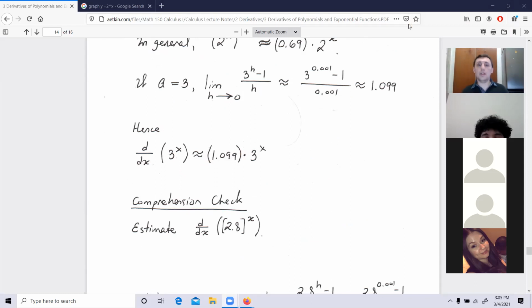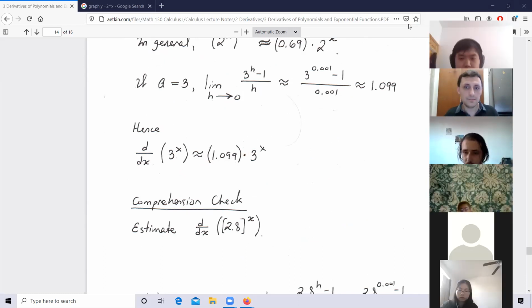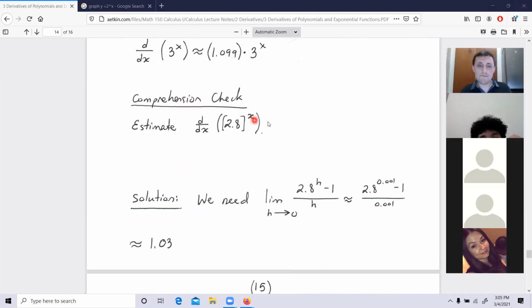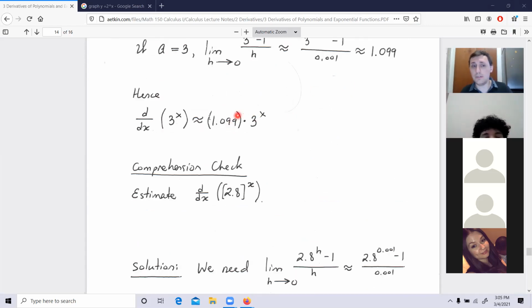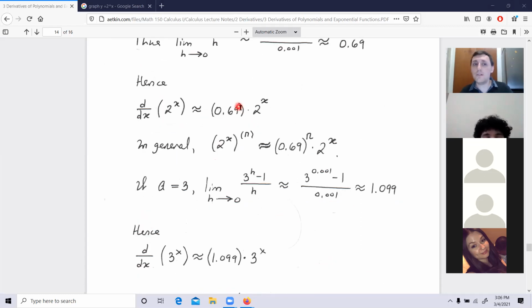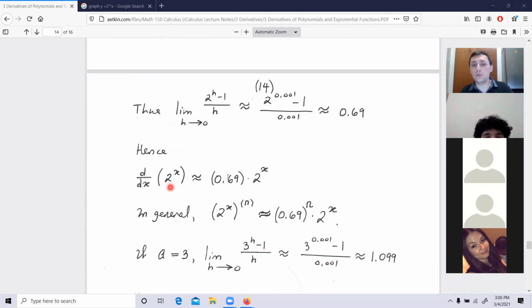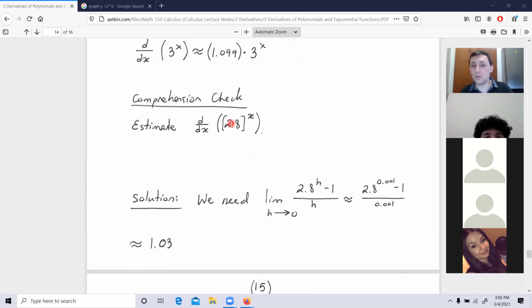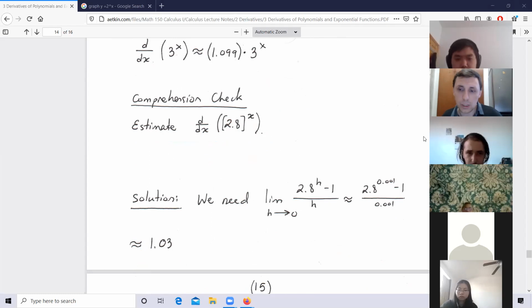Okay, Gabi, take care. Two to the power of 8. You understand, guys, what I'm saying? Derivative at 3 to the x. The constant multiplying 3 to the x was bigger than 1. For 2 to the x, it was smaller than 1. Let's try 2 to the 8. 2 to the 8, if we do that thing, we get a number even closer to 1. Are you with me?